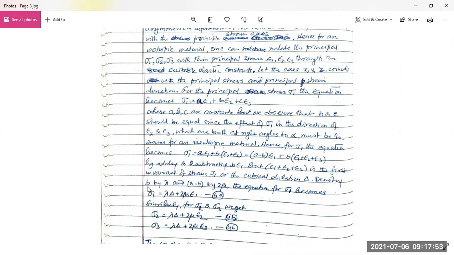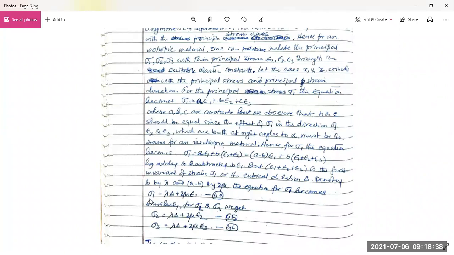So we denote b by lambda and a minus b by 2 into mu. So the equation has become sigma 1 equals lambda into delta plus 2 into mu into epsilon 1. Here a minus b we are putting as 2 into mu, thus it becomes 2 into mu into epsilon 1, and x plus y plus z we put as delta and b is equal to lambda.